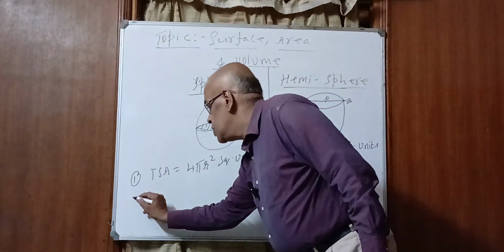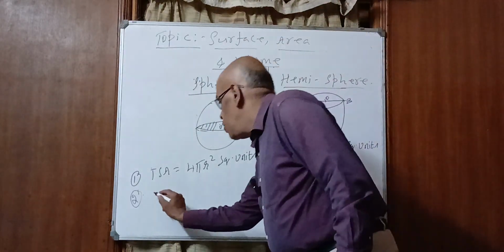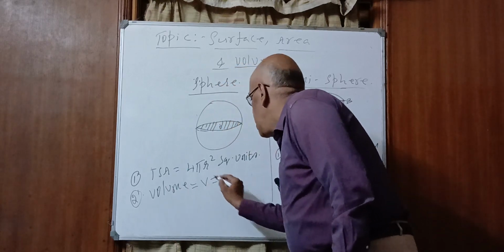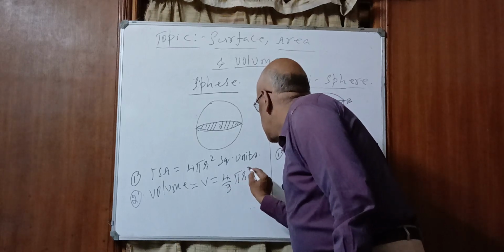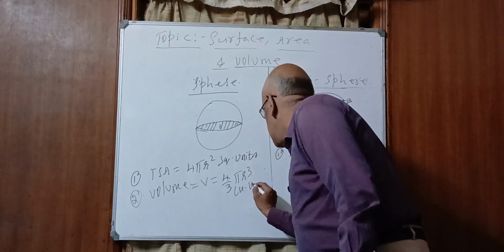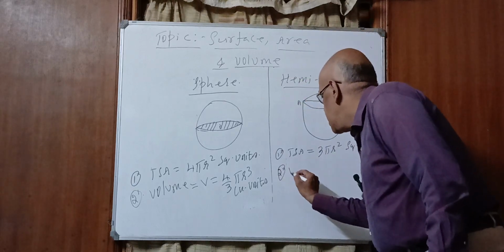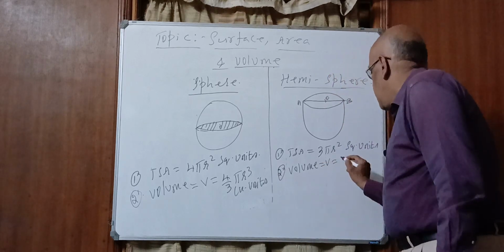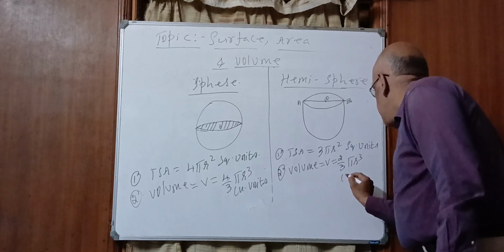Now come to second one. It has no CSA, children, isn't it? It has what? Volume V. What is volume V? V is equal to 4 by 3 pi r cube. What is unit? Cubic units. Next, what is the volume of hemisphere? Volume V is equal to 2 by 3 pi r cube cubic units.